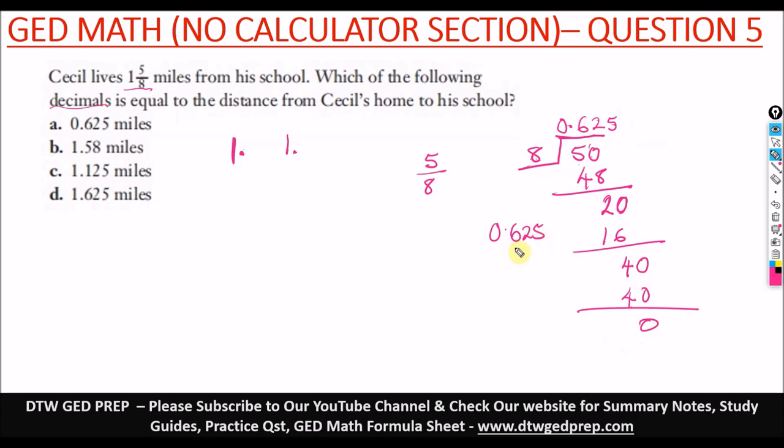0.625. So we have to add this to 1, right? This is 1.00. So we have 1.625 when we add this. So our answer, the conversion of this mixed fraction to decimal, is 1.625 miles. And option D is our right answer here.